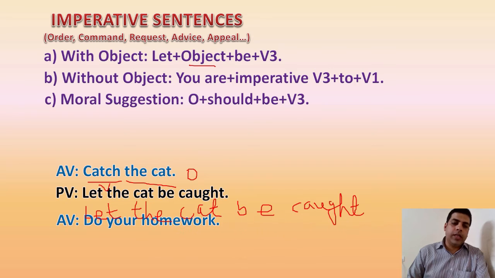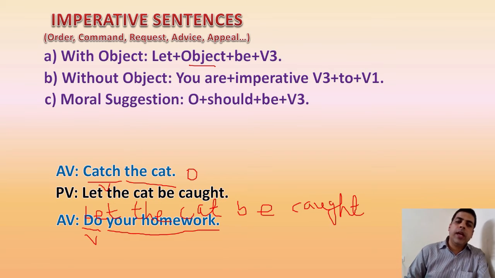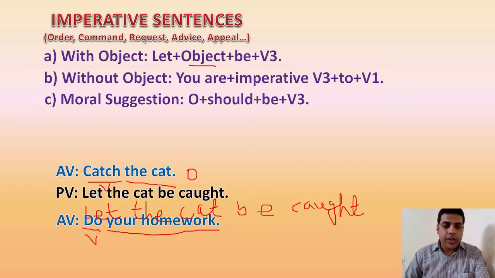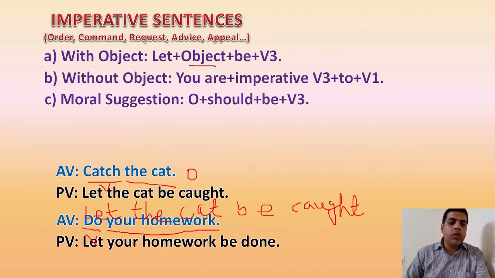Let's now look at one more example. Do your homework. In this case, again, your homework is the object. Do is the verb. Now, what are we supposed to do? We have to write the word let, then your homework, then be will come, and after that, we will get the V3 form of do. Do, did, done. So done will be the word. So finally, the answer will be let your homework be done. Now, this will be the final answer for the question do your homework. Got it?